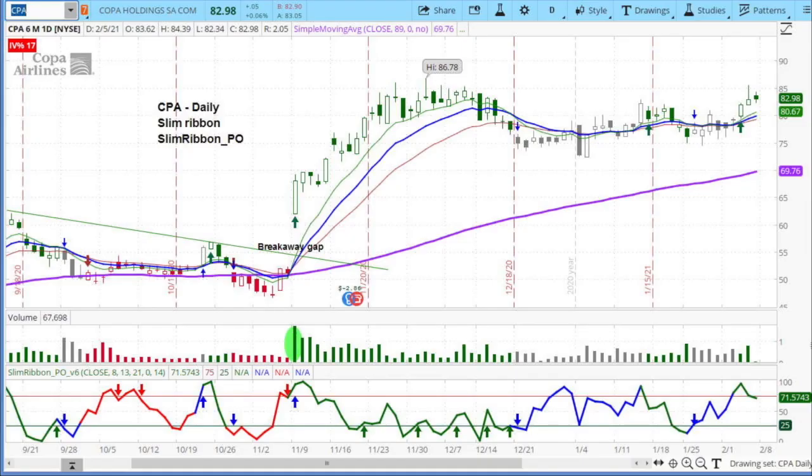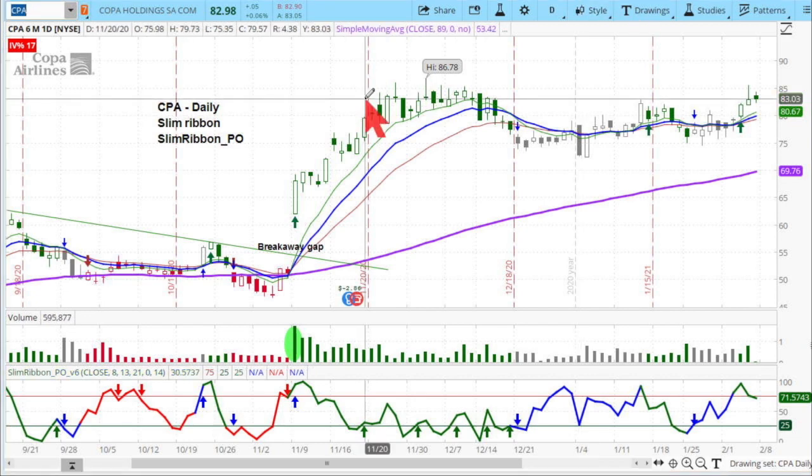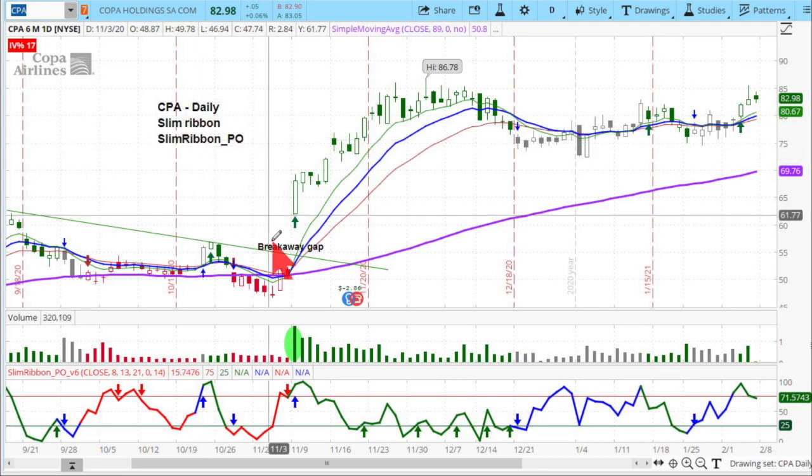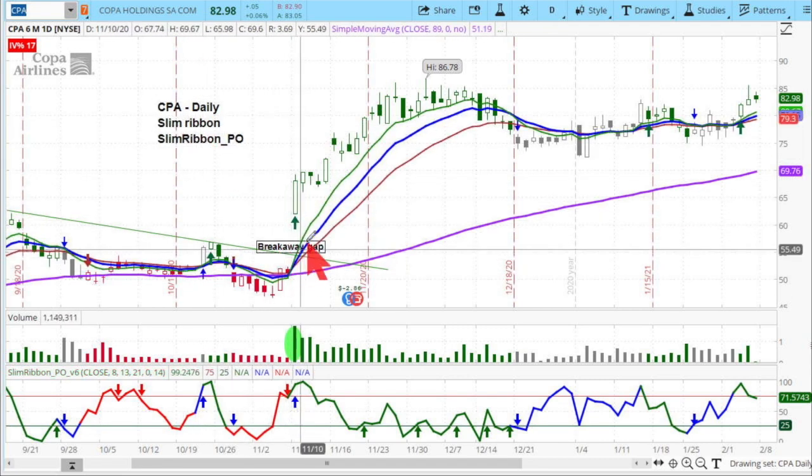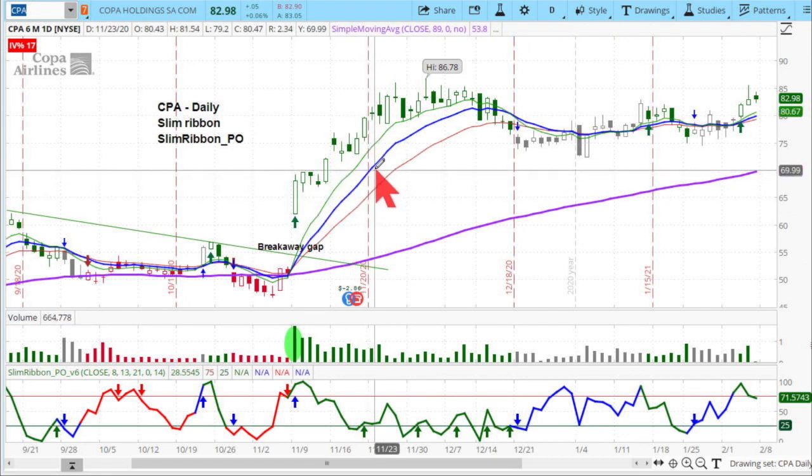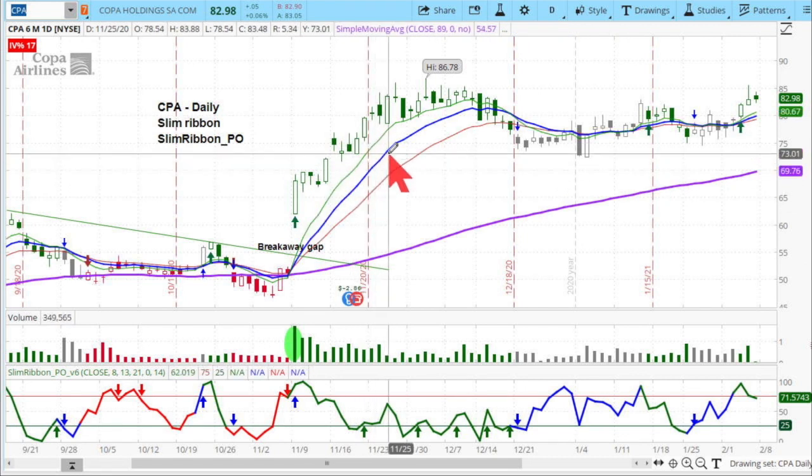And this is Copa Holdings in the transportation category. So what we're looking at in here is the Copa daily chart, candlestick chart. We're looking at the slim ribbon right in here. Now, those of you that are Thinkorswim users, you can get the slim ribbon on our site at no cost. Just go to the resources and get that link, and you'll be able to put that up.